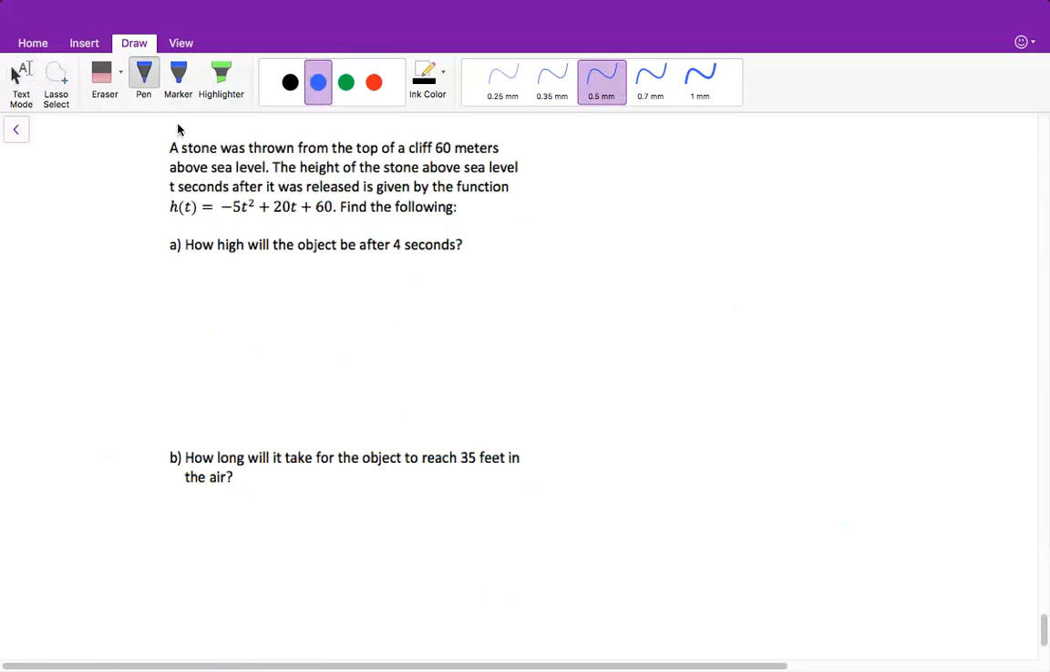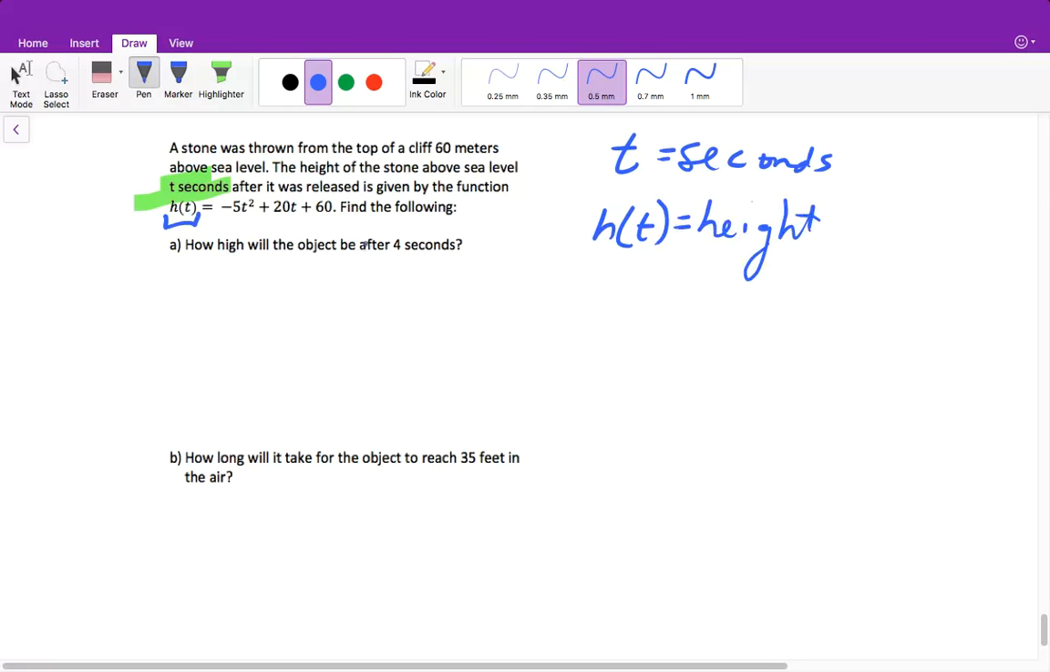Now the last question is, a stone was thrown from the top of a cliff 60 meters above sea level. The height of the stone above sea level, t seconds after release, is given by the function h of t is equal to negative 5t squared plus 20t plus 60. Find the following. So the two things that you have to realize here is they tell us t seconds. So that means our t is equal to our seconds. And it says our height is given by this function, so h of t is actually equal to our height.